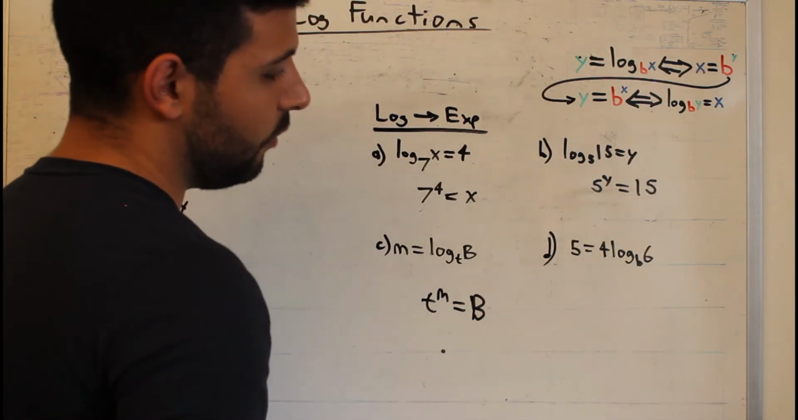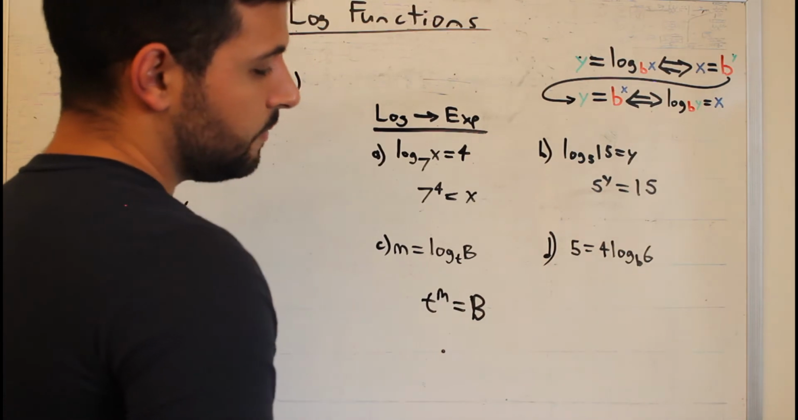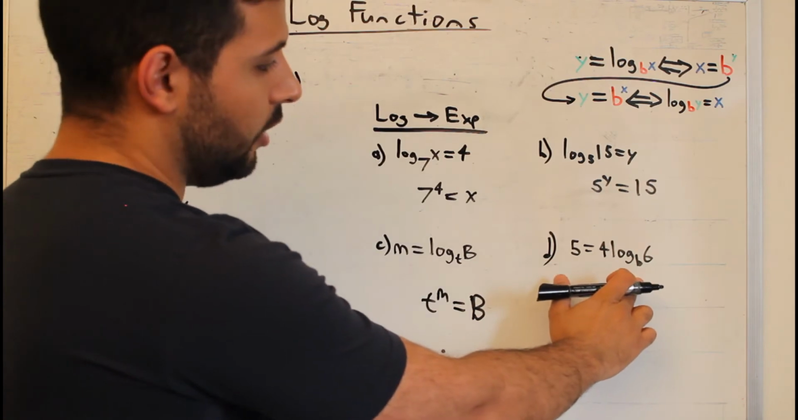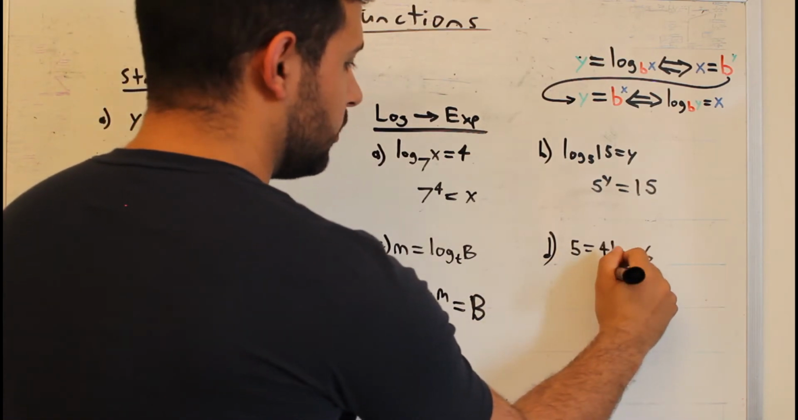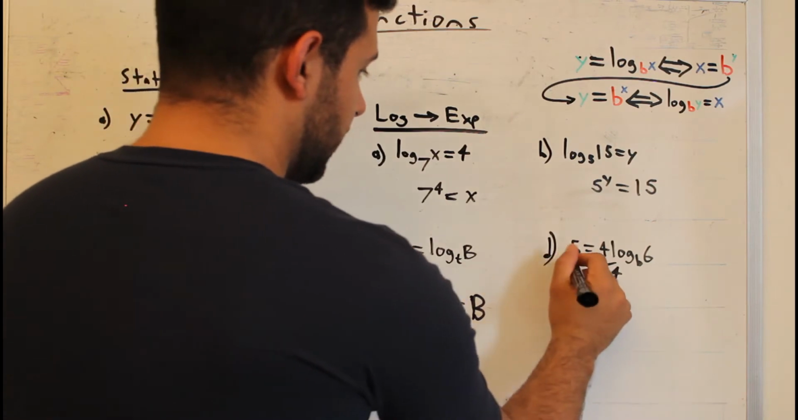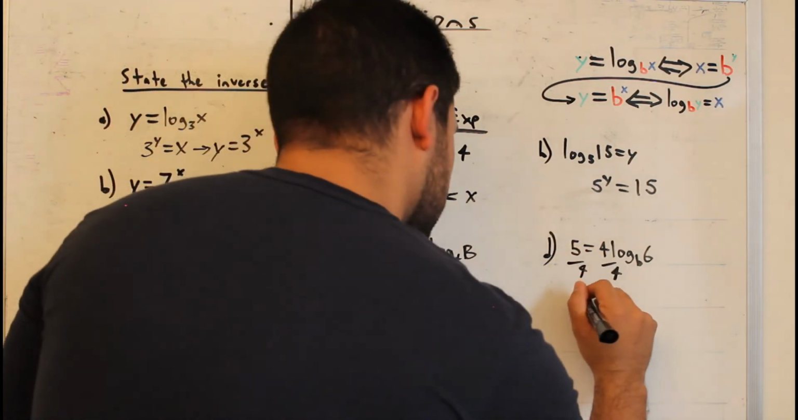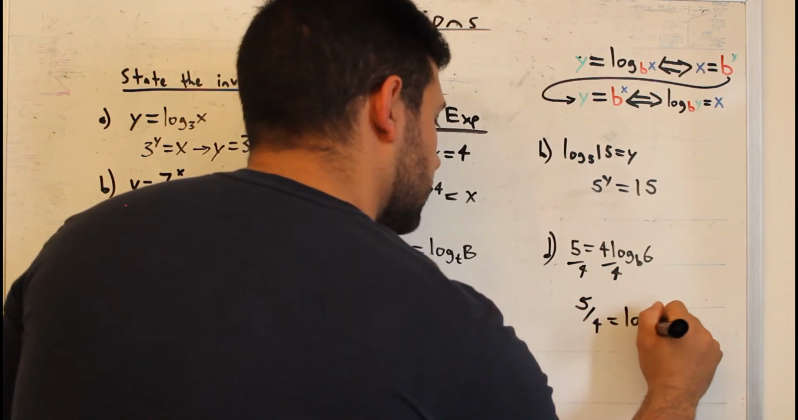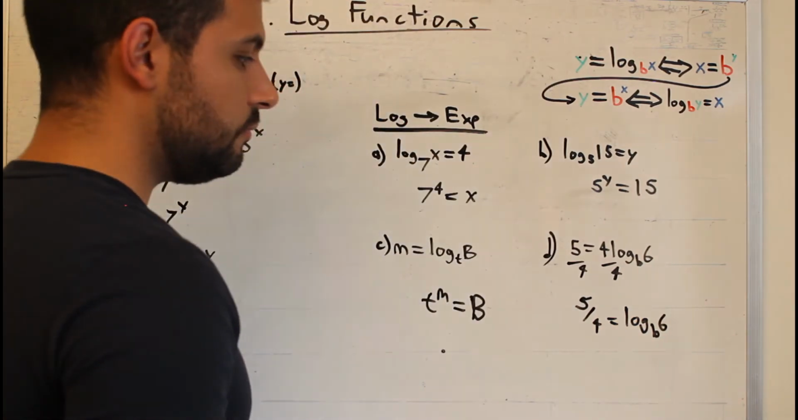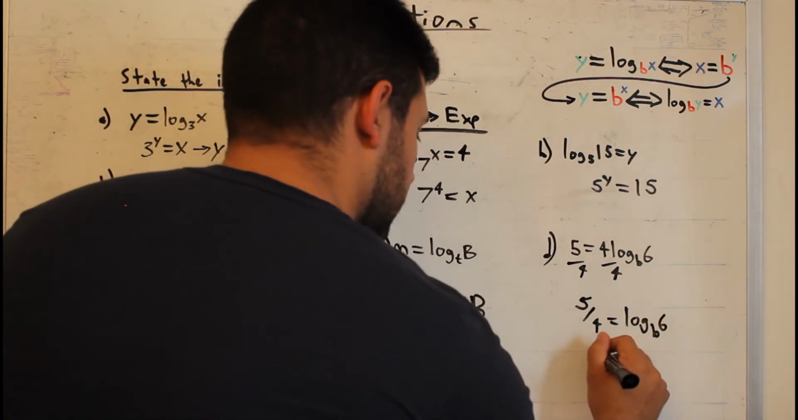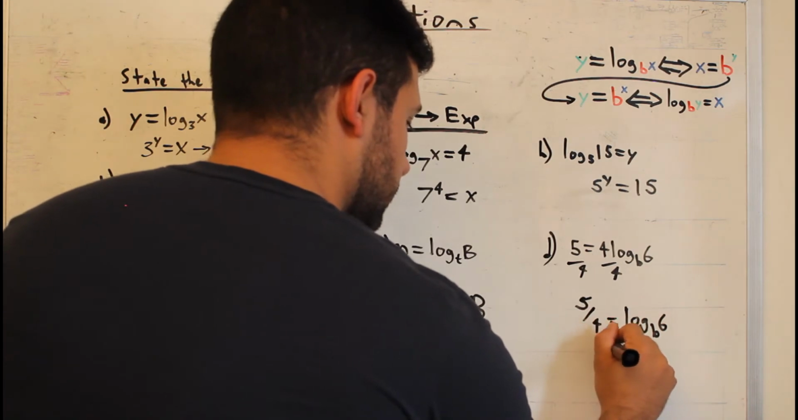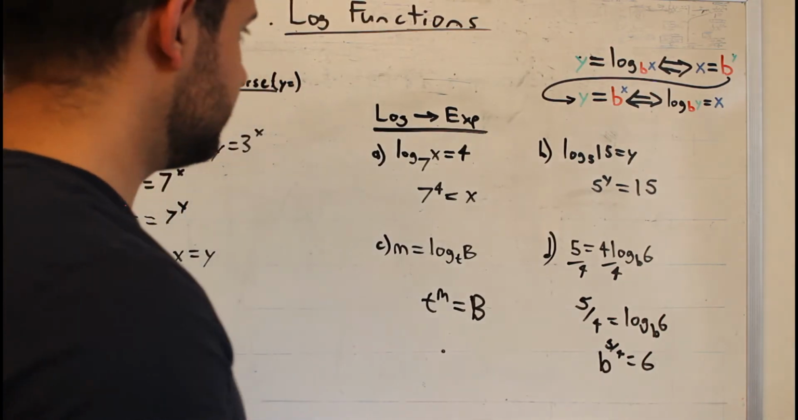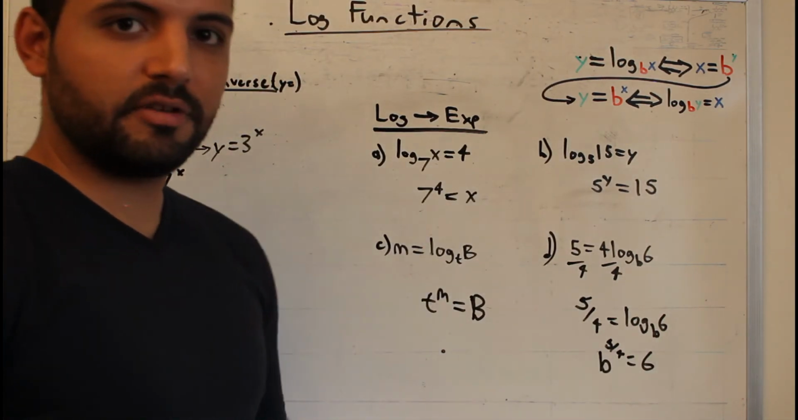Last one, 5 equals 4 log base b of 6. So first we need to get rid of this 4, and to do that, since 4 is being multiplied by log base b of 6, we simply divide by 4. Whatever you do on this side, you have to do on this side. So we have 5 over 4 equals log base b of 6. Now our same rules apply. Our base b stays the same, and the 5 over 4 switches with the 6. And that is switching from logarithmic to exponential functions.